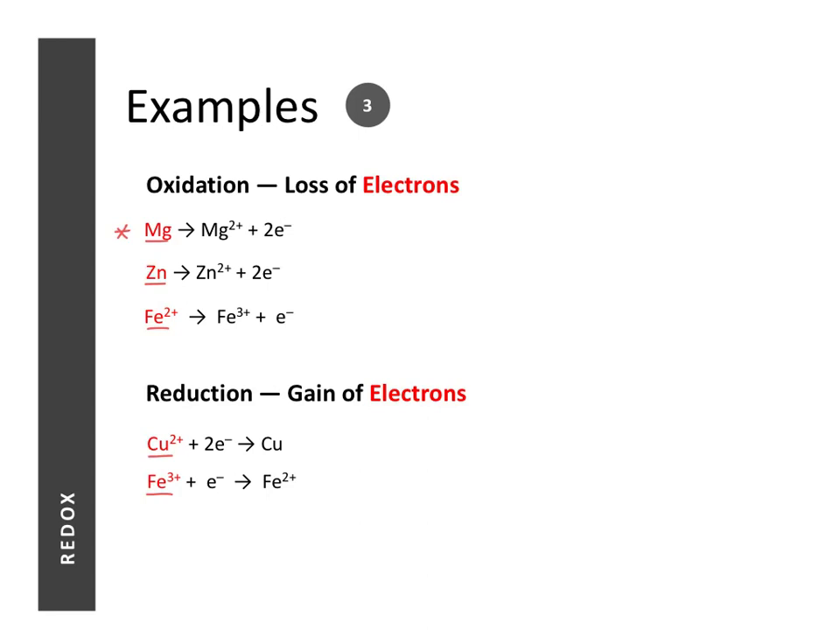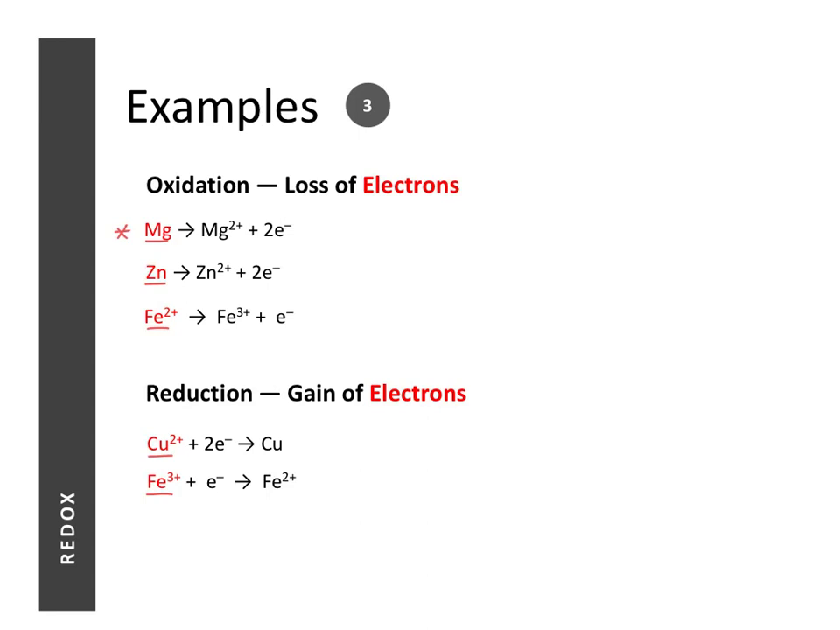Now, earlier I mentioned that reduction and oxidation must occur together. So am I contradicting myself here? Because if we look at the examples, it seems like in the top half there's only oxidation. The ions there are only oxidized. There's no reduction. And in the bottom half of the slide, the ions are only reduced. There are no oxidation reactions or processes. The answer is no.